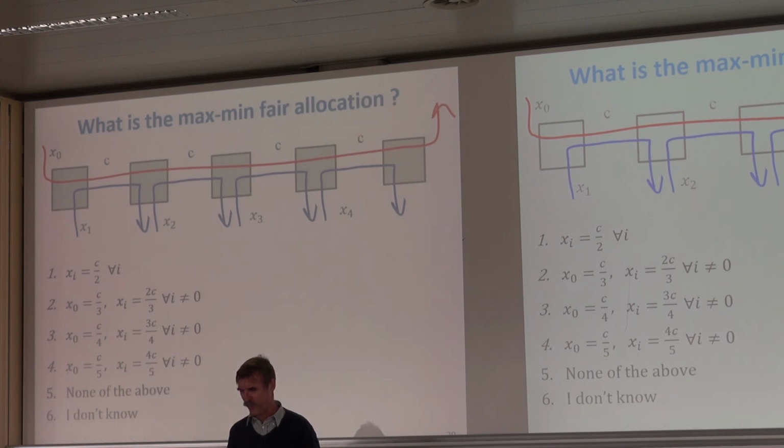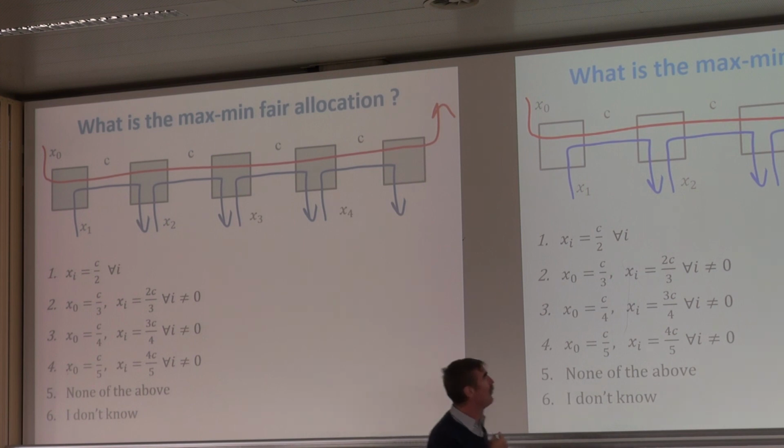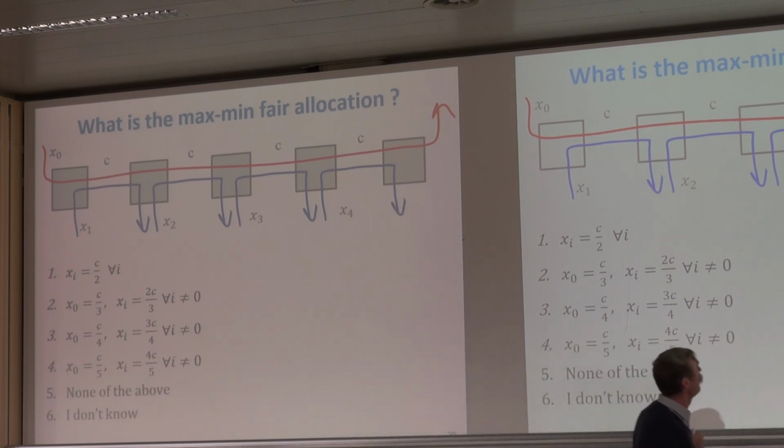So before leaving you for the break, can you do the same for this example here, where I have 1, 2, 3, 4 links that each have a capacity C. On every link, there is a big red connection that goes across the entire network, plus one local connection. What's the max-min fair allocation?